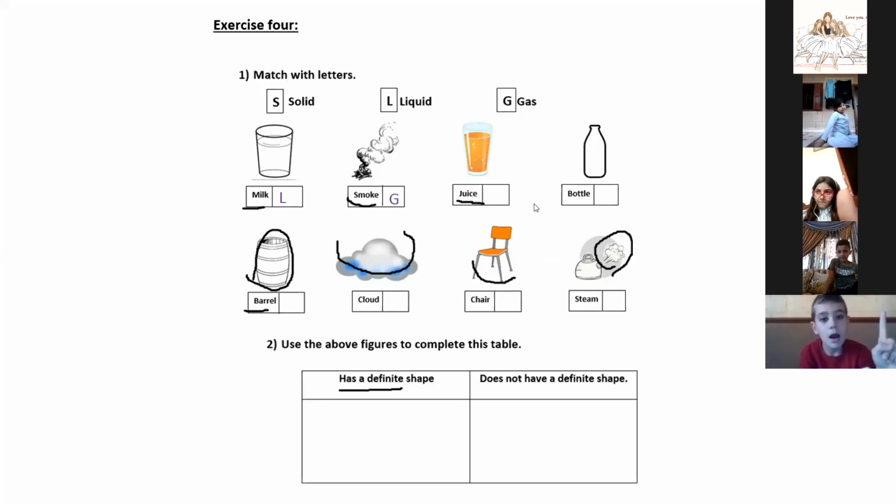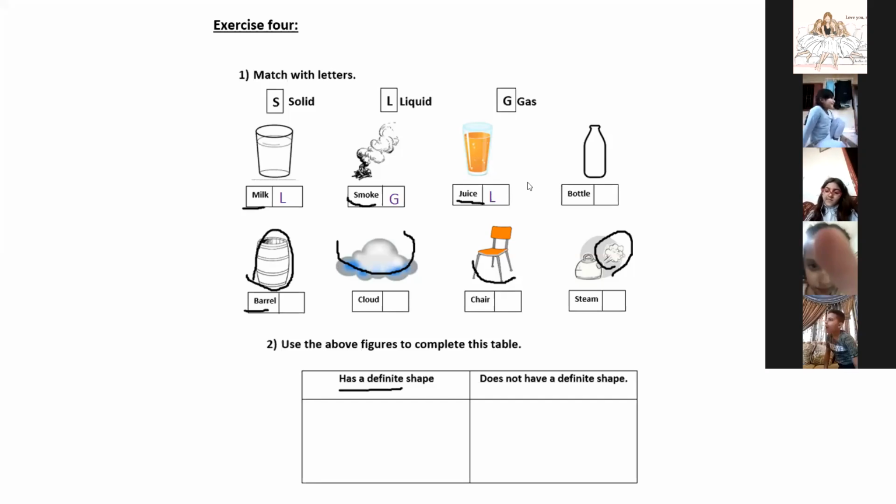Lamar, juice, solid, liquid, or gas? Liquid. Thank you. I'll go to Lauren. We can see a barrel. Solid. Thank you. Of course, it's a solid. We can hold it and touch it. Ah, I forgot the bottle. Okay, the bottle is solid.